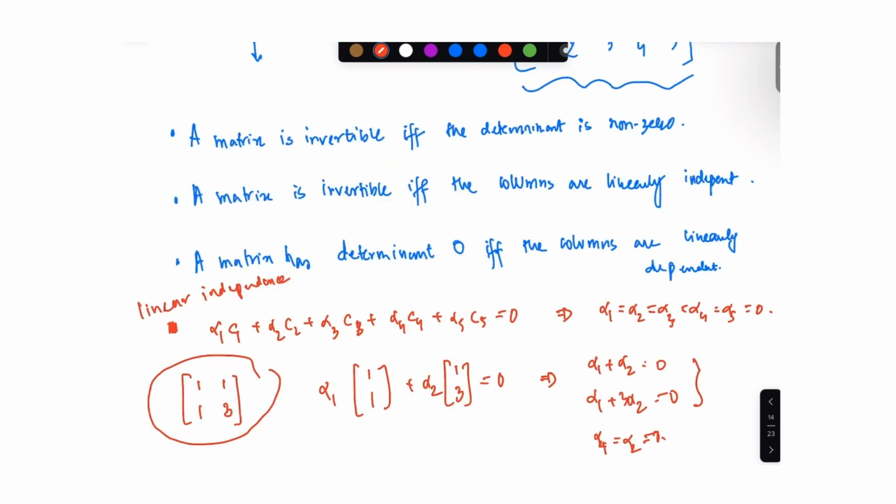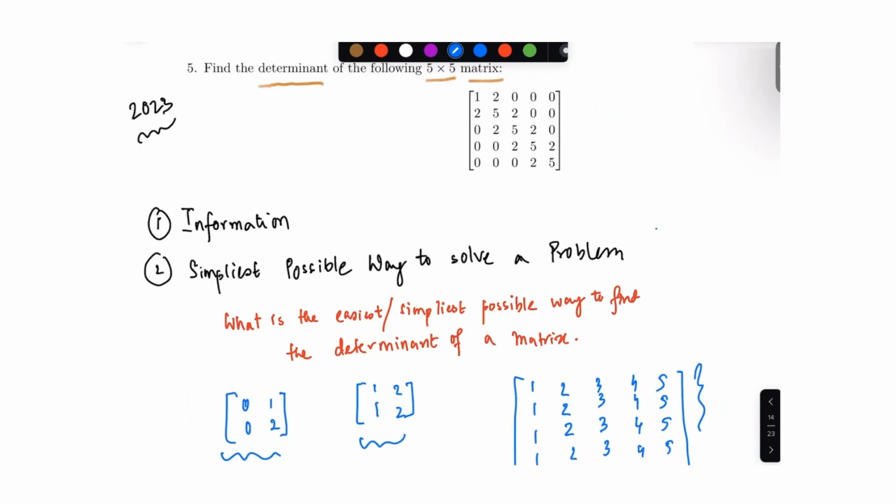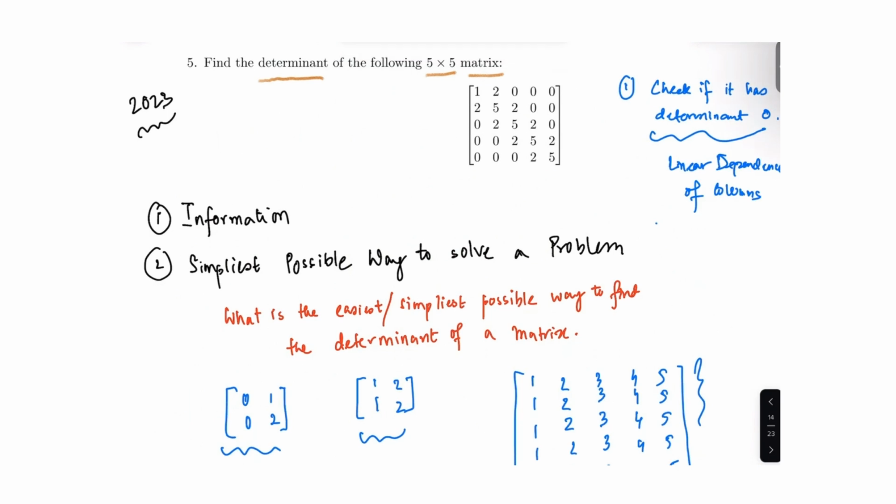If not all the alpha i's are 0, that means there is some non-zero alpha i, let's say minus 1, 1, 3, 0, and 5. Some alpha is non-zero. That means the columns are linearly related to each other, dependent on each other. Every column you can write as a linear combination of the other columns. So this is very important to note: I believe the best possible way is to see whether the columns are dependent or not. The first step, the simplest possible way, is to check if it has determinant 0 or not. By determinant 0, you have to check essentially its rank, or the linear independence or dependence of the columns.